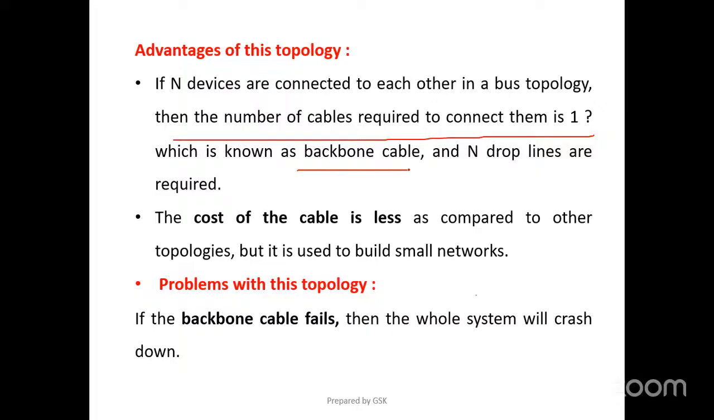For example, you have one backbone cable and two nodes are attached to it. After some time, I want to attach four more systems to that backbone cable. Is it necessary to increase the length of the backbone cable? Obviously, no. With the same backbone cable, you can attach n number of nodes with the help of drop line cables. That's it. So there is the advantage here. With the help of that, the cost of the cable is reduced. The cost of the cable is very low compared to other topologies, but it is used to build small networks.